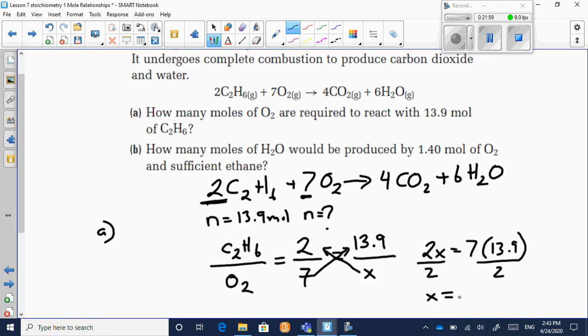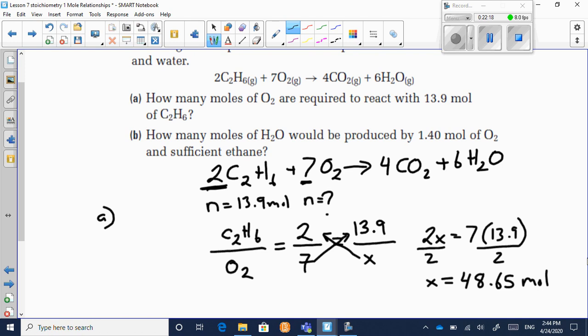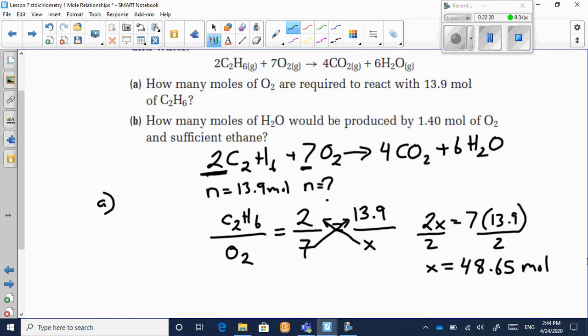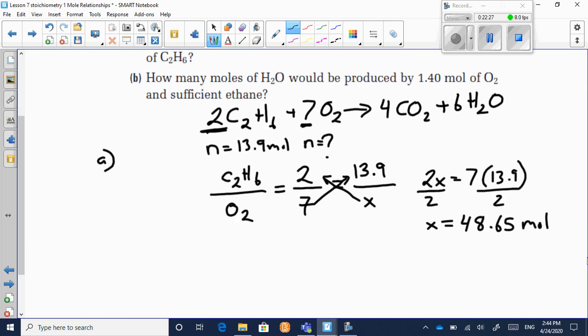So go to your calculator. 7 times 13.9 equals 97.3 divided by 2. I'm going to need 48.65 moles of the O2. That's how much of the O2 I'm going to need if I have 13.9 moles of the C2H6. Okay, cool. Let's try another one.